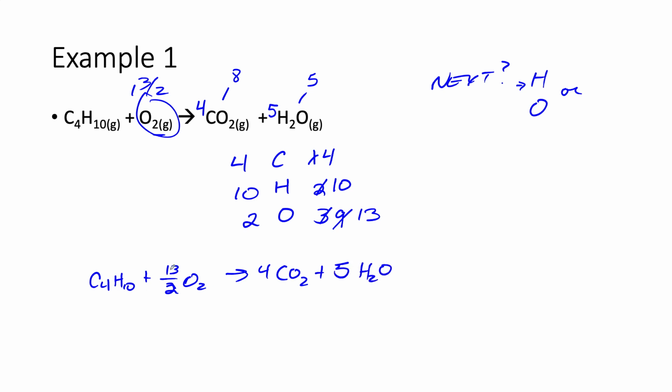Now, since nature hates fractions, we got this fraction here, multiply the whole equation by 2. Everything will still be balanced, but now we don't have this fraction in front of the oxygen. And now we have the balanced equation. This is how you balance these equations. This is what I want you to do on the practice in ALEKS and for the exam that we're going to have later.